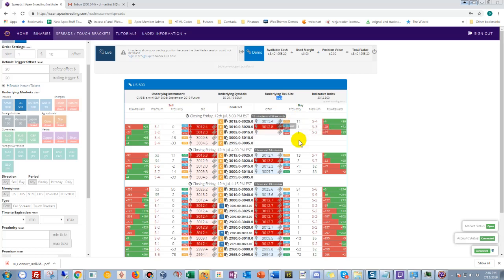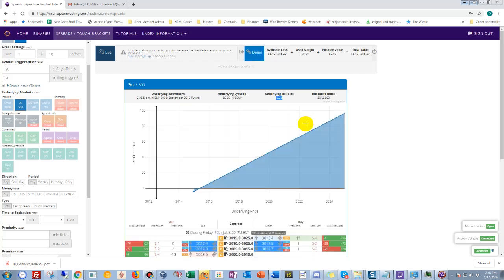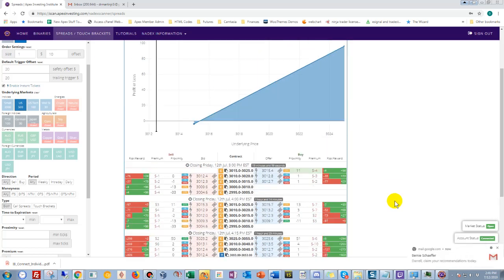So what does all that mean? Like 11 ticks, 1 tick, 2 ticks? Again, that's the difference between where the indicative is and where you're buying, or where the indicative is and where you're selling. Okay? And to visually help you see that, you can click over here, this little white space on the side, and it'll pop up a risk reward graph.